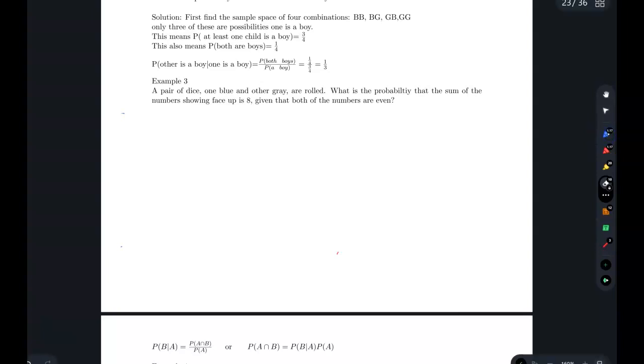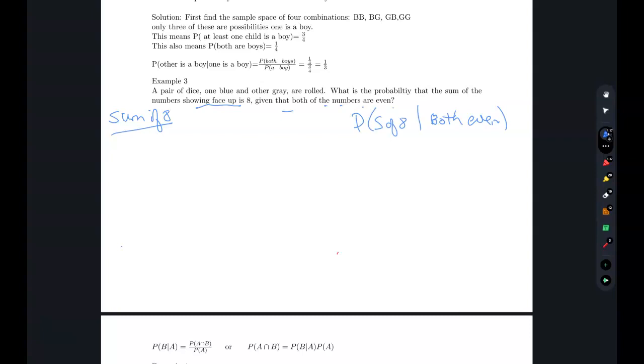Okay, so we want to find the probability that the sum of the numbers showing up is 8, given that both numbers are even. So I want the sum of 8, given that both are even. Let's find the number of combinations that give a sum of 8. That'll be 4 and 4, 5 and 3, 3 and 5, 6 and 2, and 2 and 6.